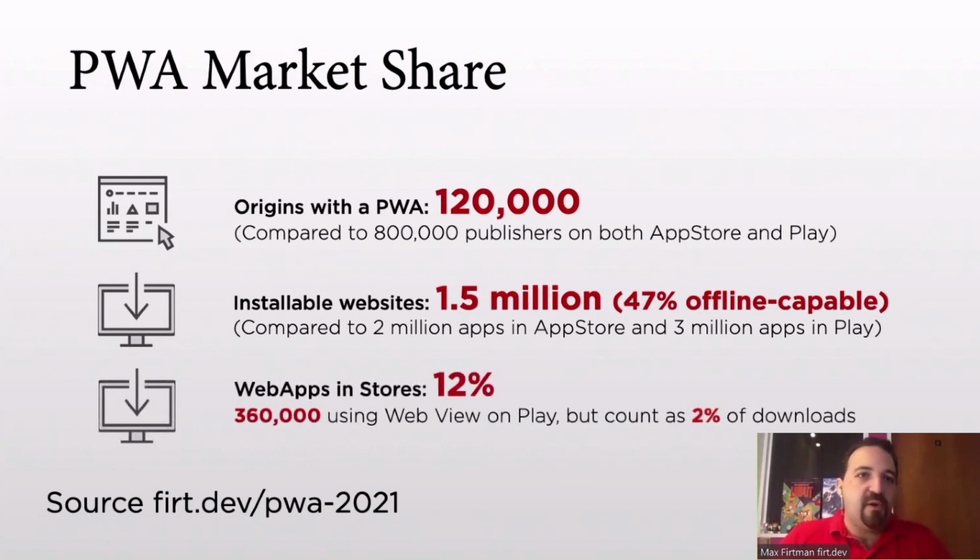Another stat that we have is that 12% of apps in the store contain a web app inside. So they're using a web view, okay? But it counts as just 2% of the downloads, which means there are a lot of apps with HTML, CSS, and JavaScript inside in the store, but not when you are counting downloads. So that means it's the long tail. It's not like the big names in the store. Big names in the store typically are not using the web inside their platforms.